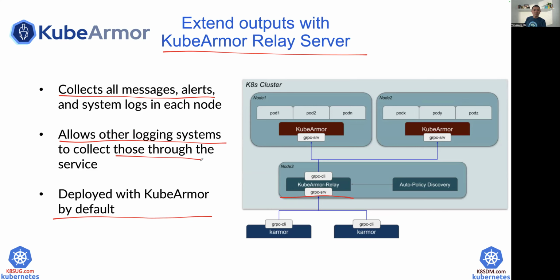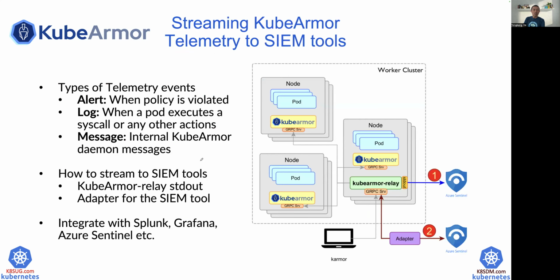So how do you stream the KubeArmor telemetry to SIEM tools? First, let's see what types of telemetry events are generated by KubeArmor. Number one, the alerts when the policy is violated. Number two, the logs when the policy executes a syscall or any other actions, like a process launched, or maybe file access, or network socket connect, create, open, accept, etc. Or maybe just the internal KubeArmor daemon messages.